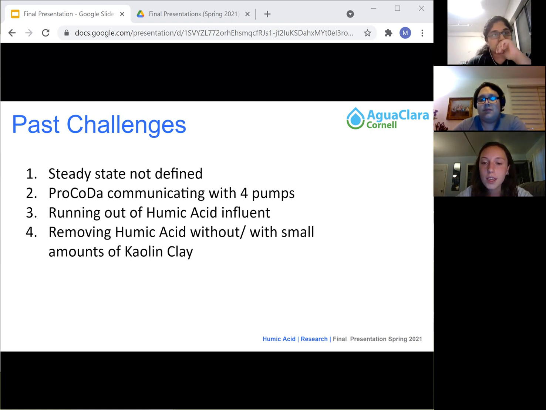And then generally running out of humic acid effluent and removing the humic acid without kaolin clay, because a lot of times in the water, the clay is what creates the floc, and therefore without that clay, it's very hard for the humic acid to coagulate and be removed. So these were challenges that past teams have had, and we were hoping to address them when we got into lab this semester. However, we were unable to get into lab, which is why we focused more on the computation and methods side.